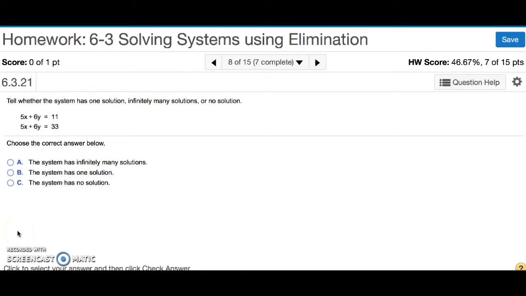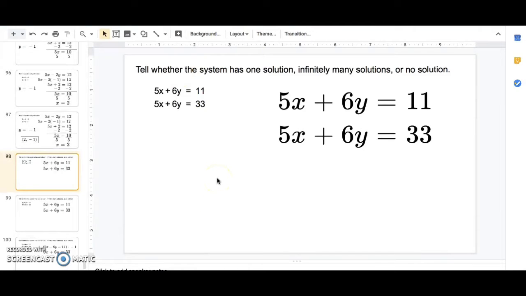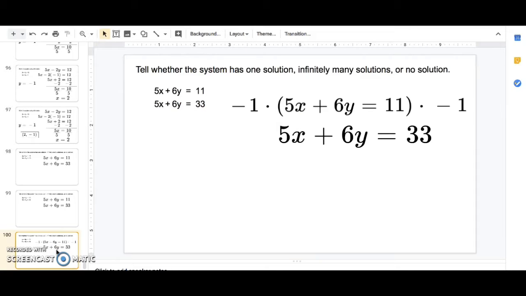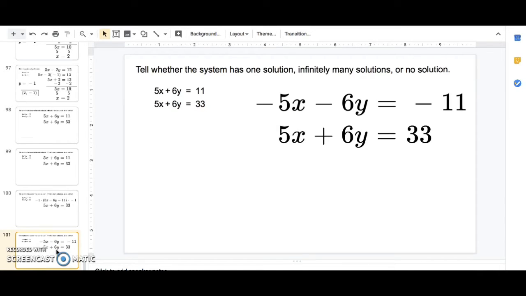Okay, number 8, it is asking you to determine whether the system has one solution, infinitely many solutions, or no solutions. So let's take a look and see. Okay, so I'm thinking I want to eliminate one of my variables. Looking at my x's and my y's, they're the same number, just different signs, so I can multiply either the top or the bottom by -1. I'm going to choose to multiply the top by -1. You could have chosen the bottom and you still would have gotten the same solution. So multiplying every term up top by -1 will end up making all the signs change. So I'll have -5x minus 6y equals -11.